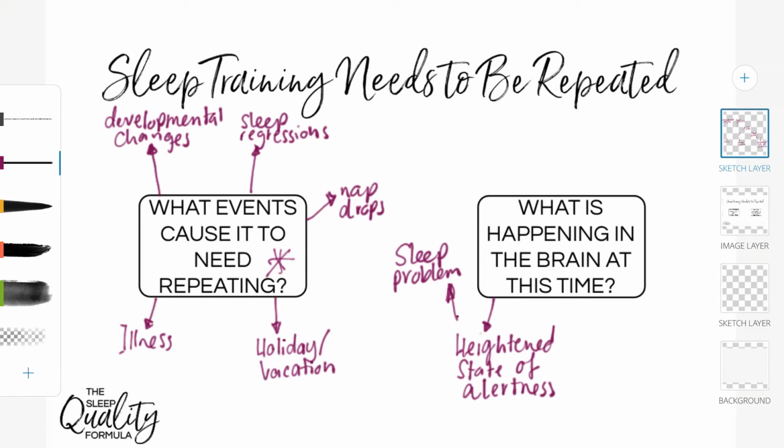Now, this is not the only thing that happens here, okay? Essentially all of these other events as well, so developmental changes, regressions, nap drops, illness, holiday, vacation, will cause overtiredness, okay? And I want to talk about overtiredness. What is overtiredness? Because that word is pretty much thrown around like Skittles, right? But if we're talking about overtiredness from a scientific standpoint, we're talking about cortisol and adrenaline.